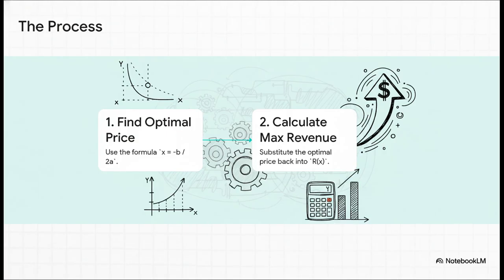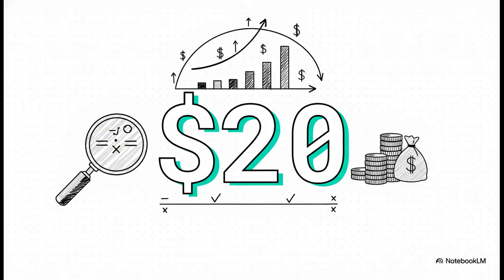So we're going to apply our trusty two-step process again. Step 1, find the optimal price, our x, using the formula x equals negative b divided by 2a. Step 2, calculate the maximum possible revenue we can get at that price, our y, by plugging x back into the revenue function. Let's do the calculation for step 1.